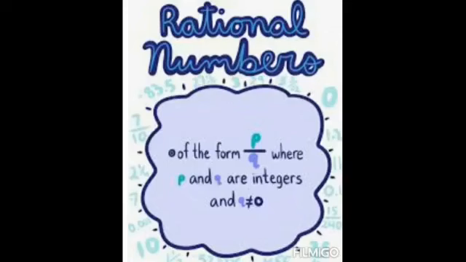So let's start with quick revision. Rational numbers. Those numbers which can be represented in the form of p upon q, where p and q are integers and q is not equal to 0, are called rational numbers. For example, 1 by 2, 3 by 4, and even the number 7. 7 is also a rational number because we can write 7 as 7 by 1.